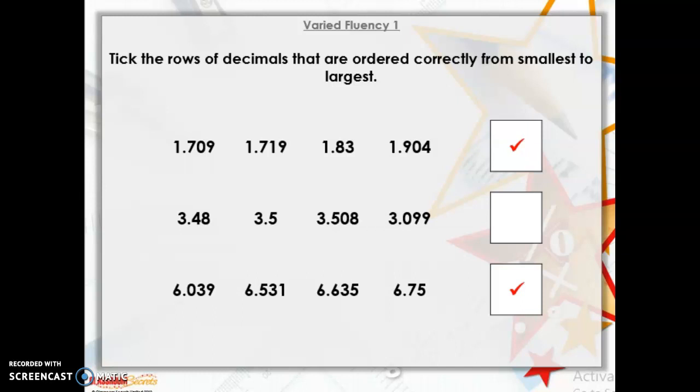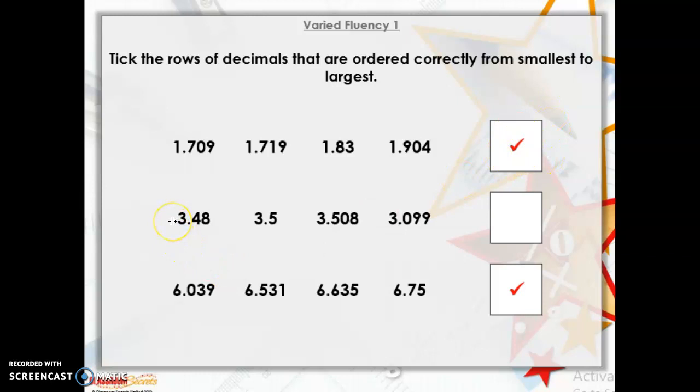Okay, so you will see that this top one, row 1, is in the correct order. All of the ones column have a 1, so we look at the tenths column. We've got a 7, a 7, an 8, and a 9. So for the two that are 7s, we need to look at the hundredths column. That's got a 0, that's got a 1. So we know that they are in the right order. Then we've got 8 tenths and 9 tenths. So yes, that is correct.